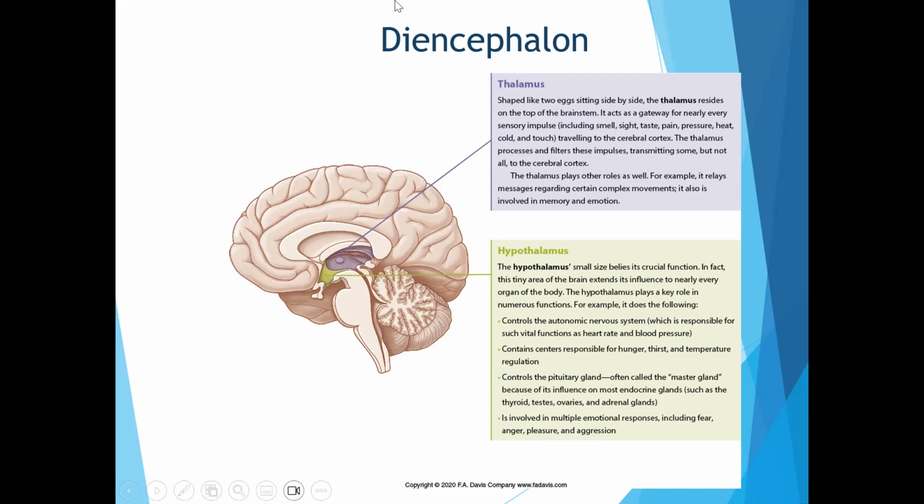So, like I said, it has a huge role in the autonomic nervous system, which controls our organs, such as heart rate, blood pressure, and a lot of other things. It also controls the pituitary gland, which is known as the master gland because it has such a large influence over our endocrine system. We'll talk about the pituitary gland a lot more in the endocrine system. And then again, it's involved in emotion.